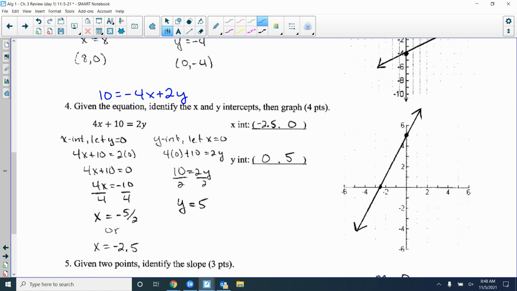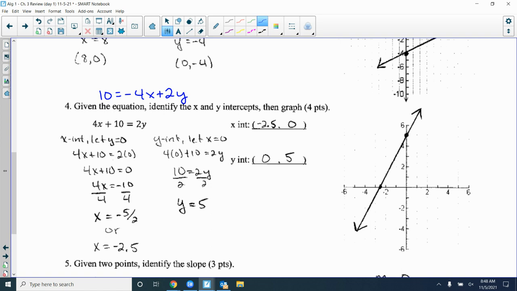But here's what you got to watch. If you don't move it over, and a lot of you did this, if you let y be 0, a lot of you just moved your equal sign and said 4x equals 10. You can't do that because you got to keep everything lined up. And then you got to subtract 10. And this is why it's going to be negative instead of positive. So if you had a positive instead of negative, that's typically what you did. The y-intercept ends up being fine.